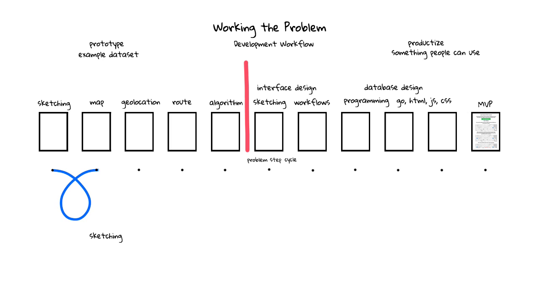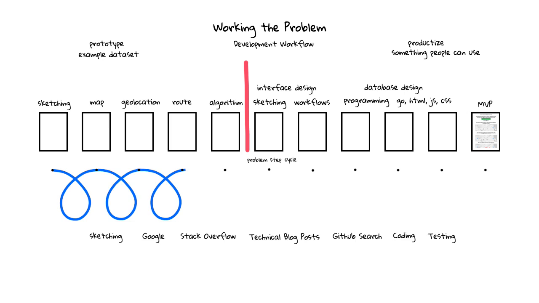Next, I suspect we all use Google to answer questions pretty much non-stop while working through problems. Personally, I find Stack Overflow, technical blogs, and GitHub search invaluable here. Then I code and continually test my solution until I've solved each of these problems. It's just a matter of cycling through all these problems and chaining the solutions together into something that actually works.